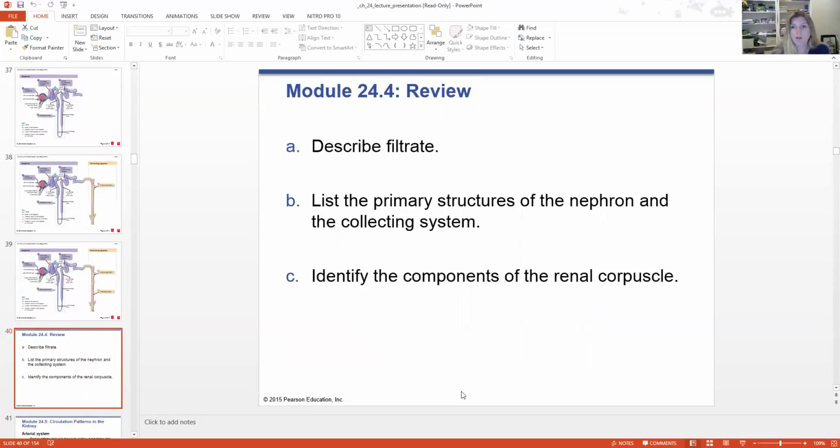So I'm going to pause the video here because we're about to get into blood flow through this system. It's very intricate, detailed, so we'll see you in the next video.